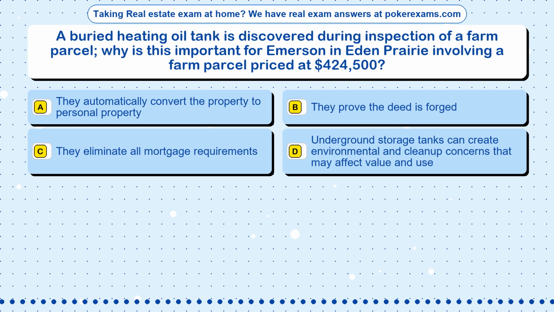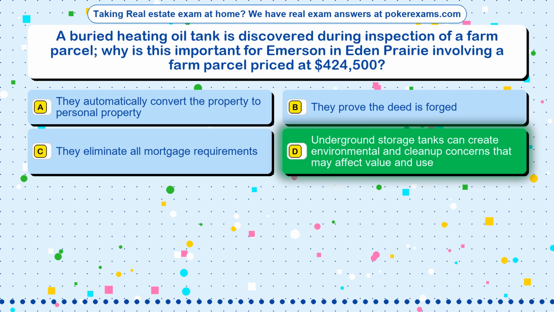Question 24. A buried heating oil tank is discovered during inspection of a farm parcel. Why is this important for Emerson and Eden Prairie involving a farm parcel priced at $424,500? Option A. They automatically convert the property to personal property. Option B. They prove the deed is forged. Option C. They eliminate all mortgage requirements. Option D. Underground storage tanks can create environmental and cleanup concerns that may affect value and use.